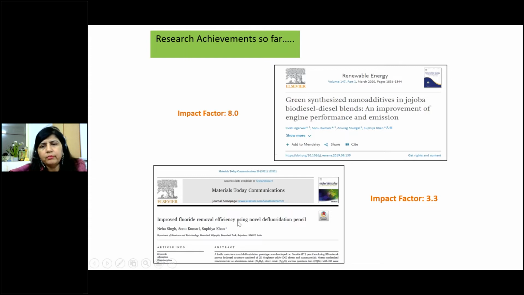And this paper we have published for improving the fluoride removal efficiency. It is always said that great ideas strike while you are in the corridor or while you are taking tea. So one research scholar came at one time and said, ma'am, we are facing a lot of problems in the chelation, like leaching of the nanoparticles.